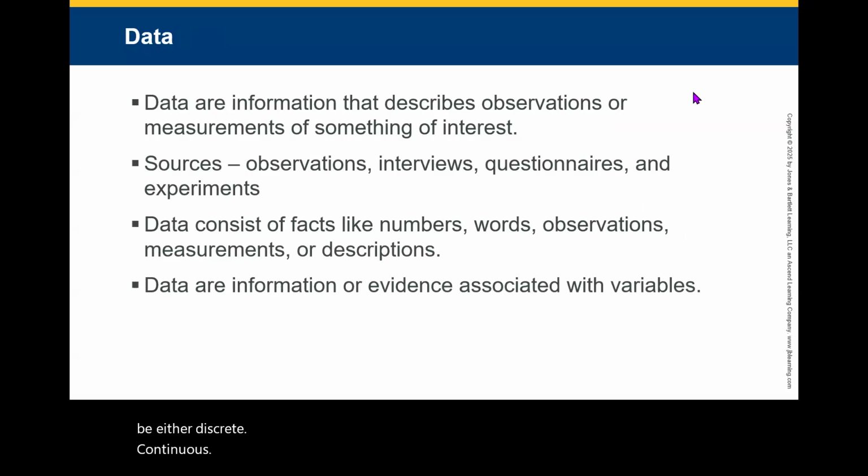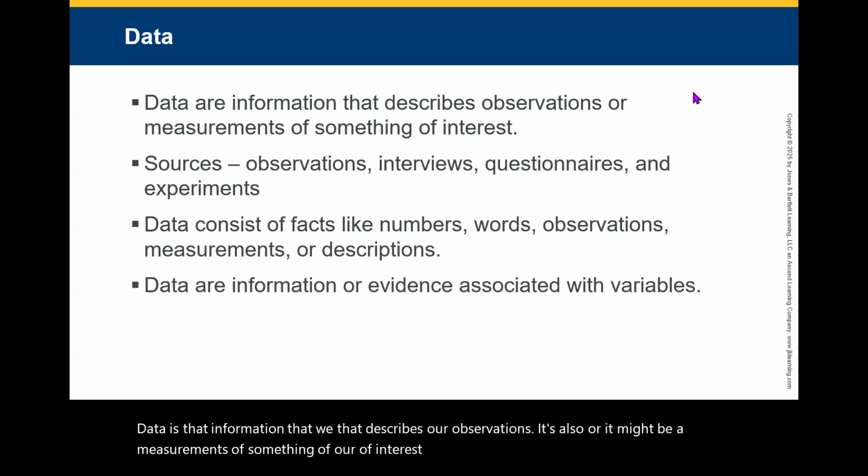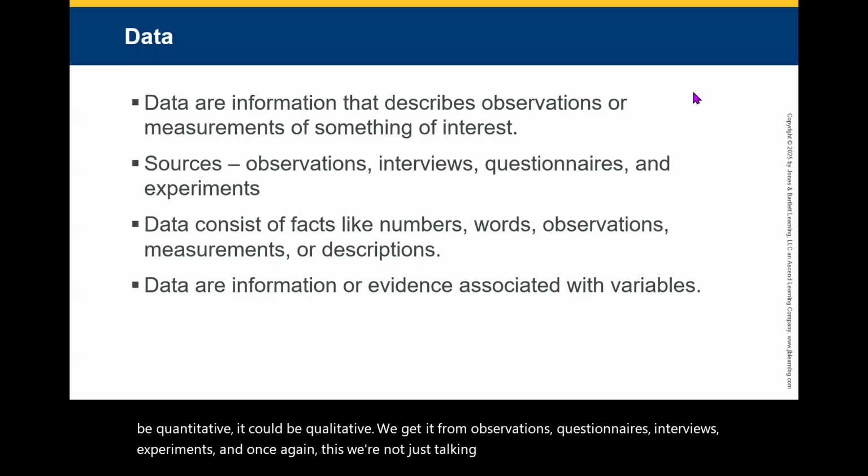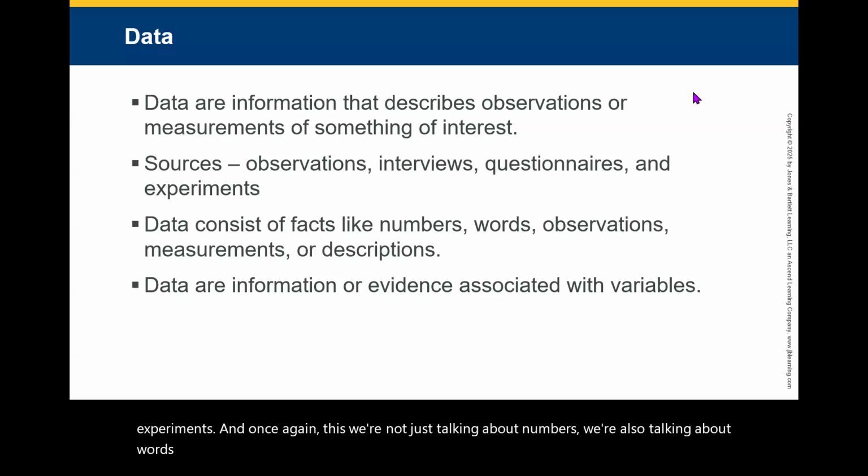All right. So data. Data is that information that describes our observations. It might also be measurements of something of interest for us. Data can be quantitative, it could be qualitative. We get it from observations, questionnaires, interviews, experiments. And once again, we're not just talking about numbers, we're also talking about words or observations, or descriptions that are more qualitative in nature.